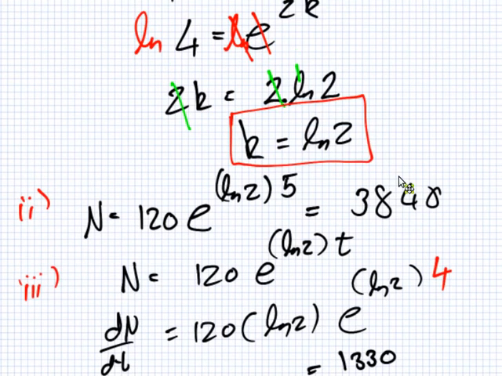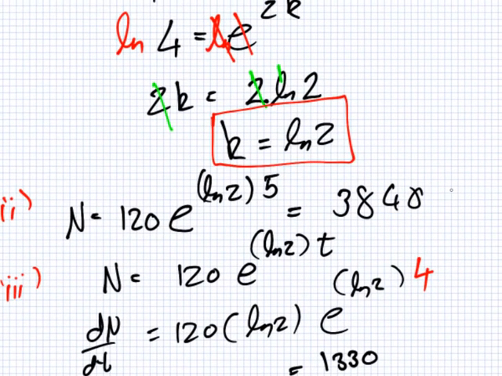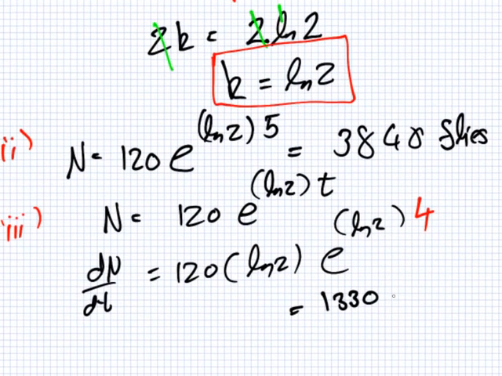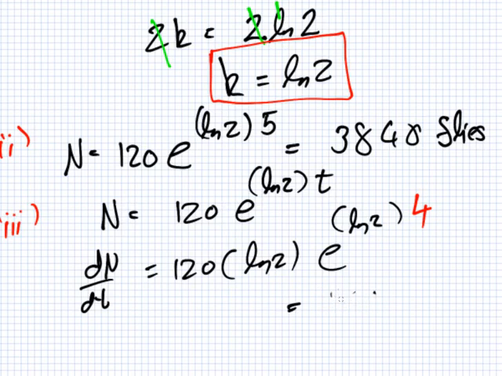Actually, I should really put in my units here. Previously n was 3,840 flies. The derivative is 1330. But what's the unit? It's not flies. Anyone know?